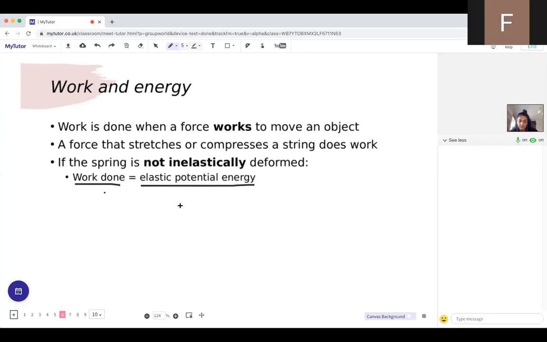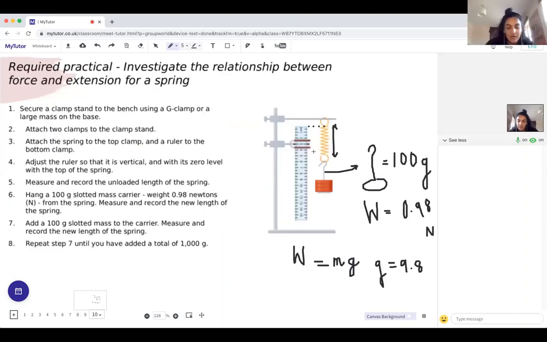Perfect, thank you. I think a lot of people are asking to see the practical diagram again. So it's this diagram here. We have a clamp stand, we have two clamps, we have a ruler so that we can measure extension, we have our spring, and then we have a mass carrier so that we can keep adding masses on. Perfect, thank you.